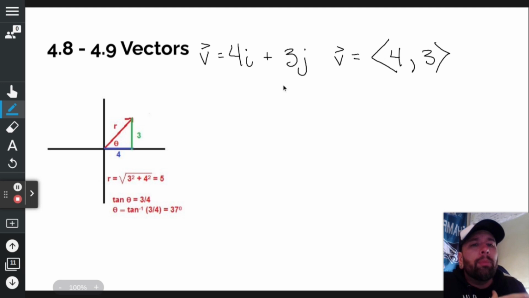Okay, and again, these give you a visual of, all right, I'm drawing an arrow right 4, up 3, so it's going to look like that.